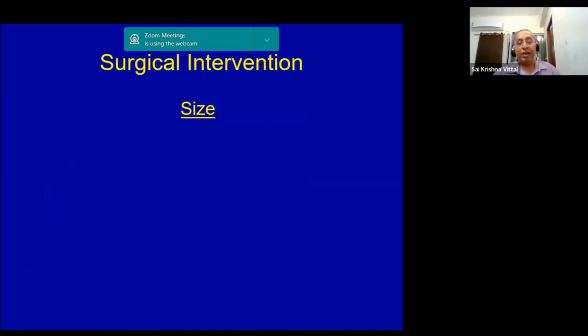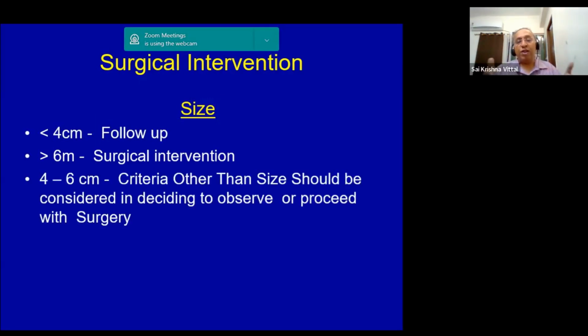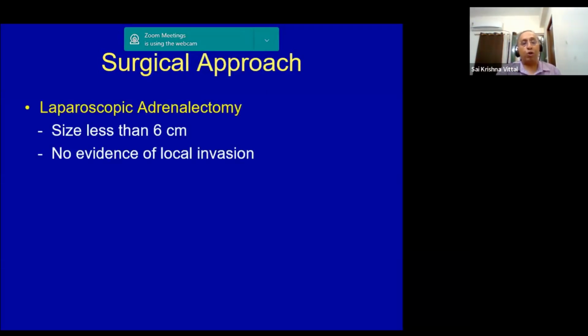With relation to the size, when it comes to surgical intervention, less than 4 centimeter, you would follow up. More than 6 centimeter, definitely surgical intervention, because the risk of malignancy is more than 25%. 4 to 6 centimeter is a gray area. Criteria other than size should be considered in deciding to observe or proceed with surgery. Having said that, there are more and more studies which say for 4 to 6 centimeter, there's nothing wrong in offering surgery to the patients. Having decided about surgery, what would be a surgical approach?